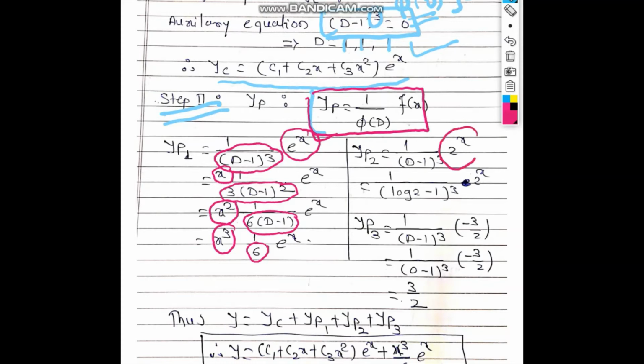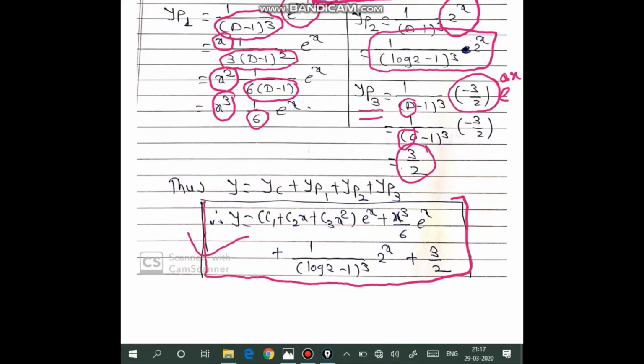Now let me come to 2 raised to x. For 2 raised to x, it is very simple. Just replace D by log 2. So we get that as the answer. So this is yp2 for 2 raised to x. And yp3, the third, is for the constant minus 3 by 2. Indirectly there is e raised to 0x, so replace D by 0, and we get 3 by 2 as the answer. Lastly, don't forget to write the complete solution as yc plus yp1 plus yp2 plus yp3. So that is about the first example, case 1.